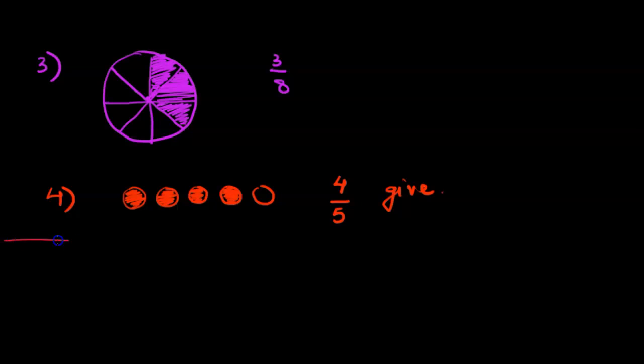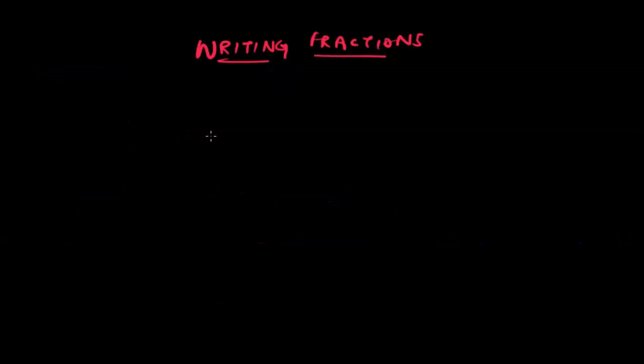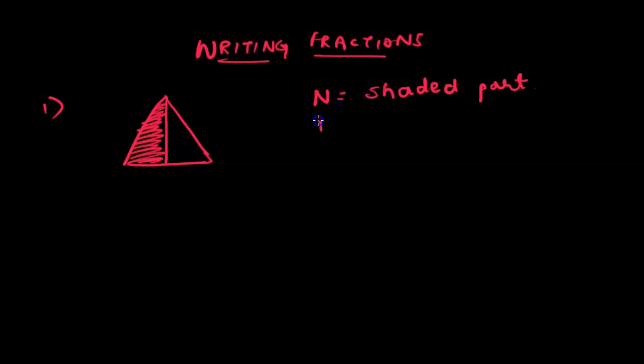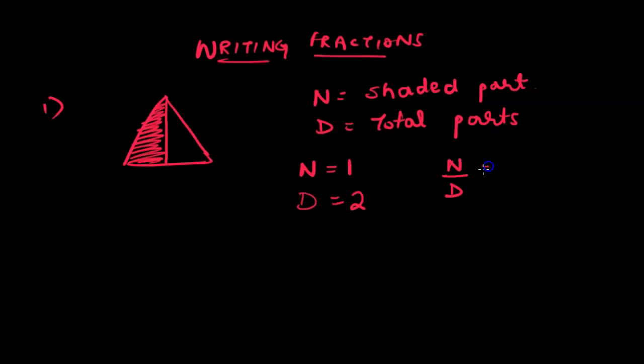Now if you were given the drawings and asked to write fractions, what would you do in this case? Let's take example 1. If you have to write this in fraction form, your numerator is always the shaded part and the denominator is the total parts. So the shaded part is 1, you write n equal to 1. And the total parts of this triangle is 2, so you write down 2. And the fraction is n over d, so that would be 1 out of 2.